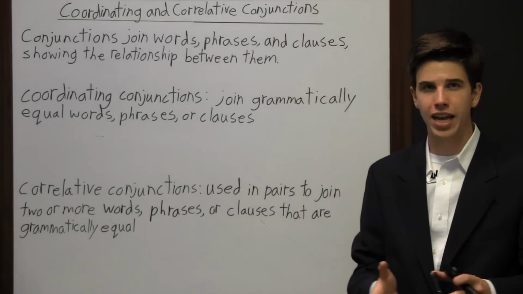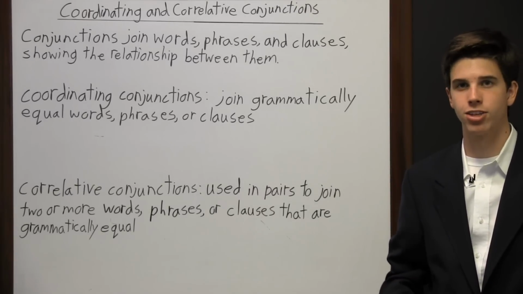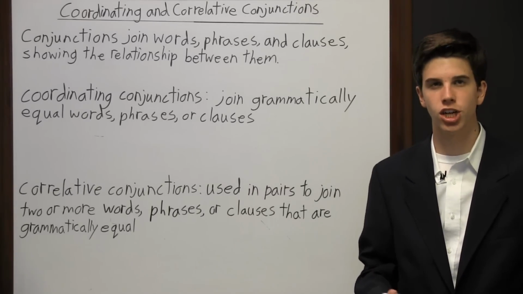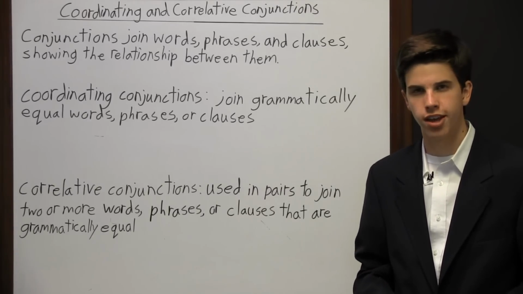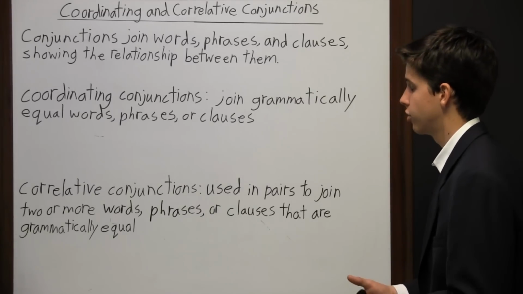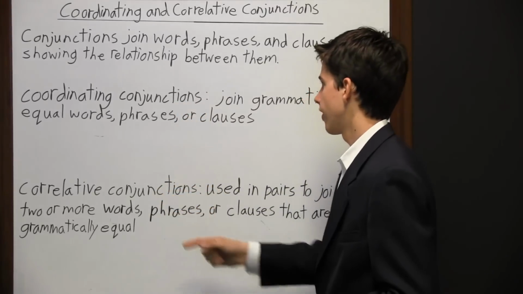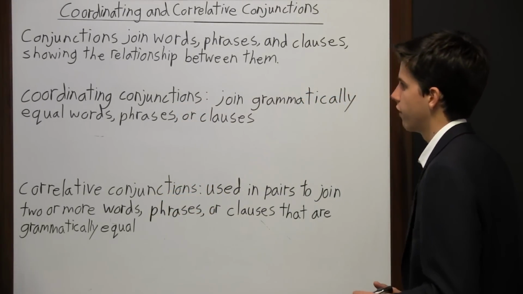And so there's some categories of conjunctions, including coordinating, correlative, and subordinating. And then there's conjunctive adverbs or transition words, which are another type of conjunction. But right now, we just want to focus on two of the main types of conjunctions, which are coordinating and correlative. And so these have similar definitions.